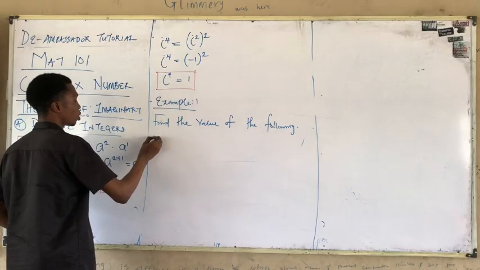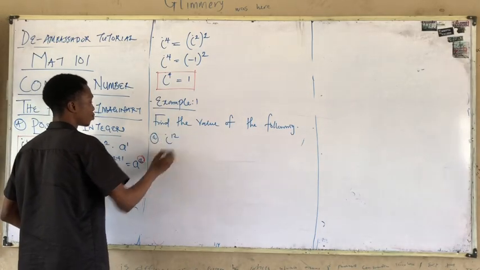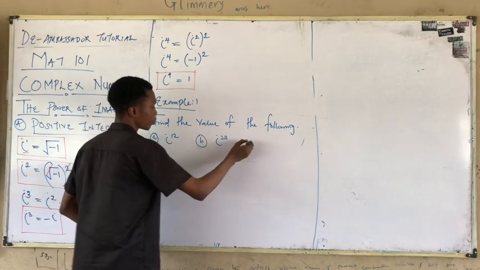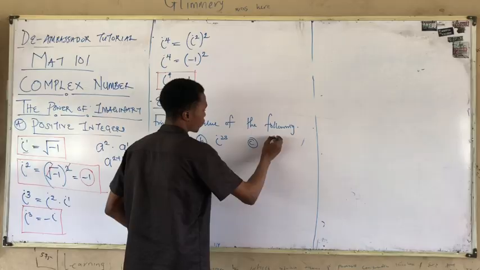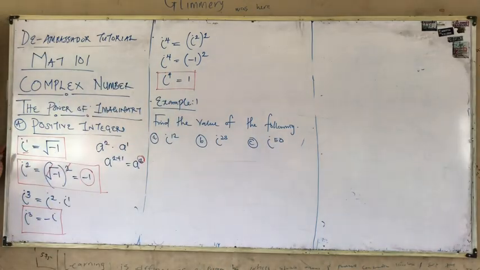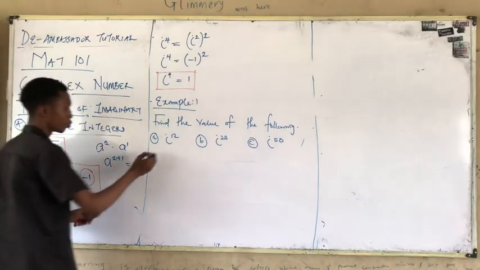The first one, i to the power of 12, i to the power of 23, i to the power of 50. So how do you solve it? Solution.